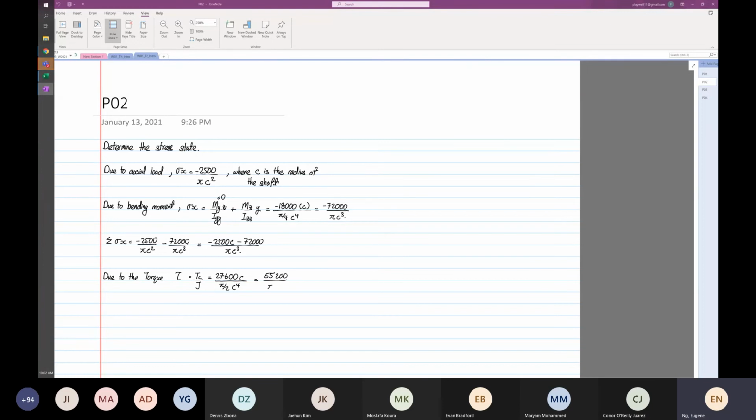Over pi c cube. Okay, right. So now we have everything. So how are we going to combine this now? Okay, so we're going to now sketch element C. So if I'm going to sketch element C, it will look like this. So I'm going to do this as my transformation now.